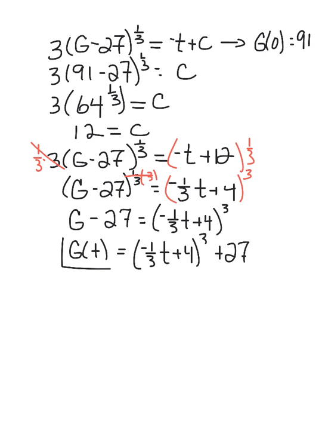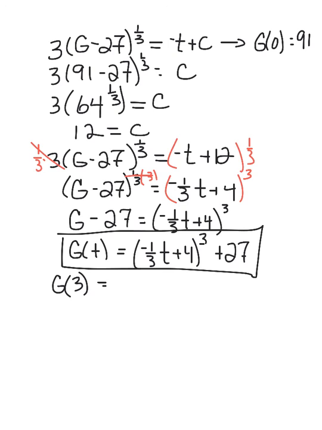So we just did that. Yay. All right, let's see what else it asks. It says based on this model, so in other words, using that equation, what is the internal temperature of the potato at time 3? So it's easy enough. They just want g of 3. So we're going to do negative 1/3 times 3 plus 4, cube that value, plus 27.